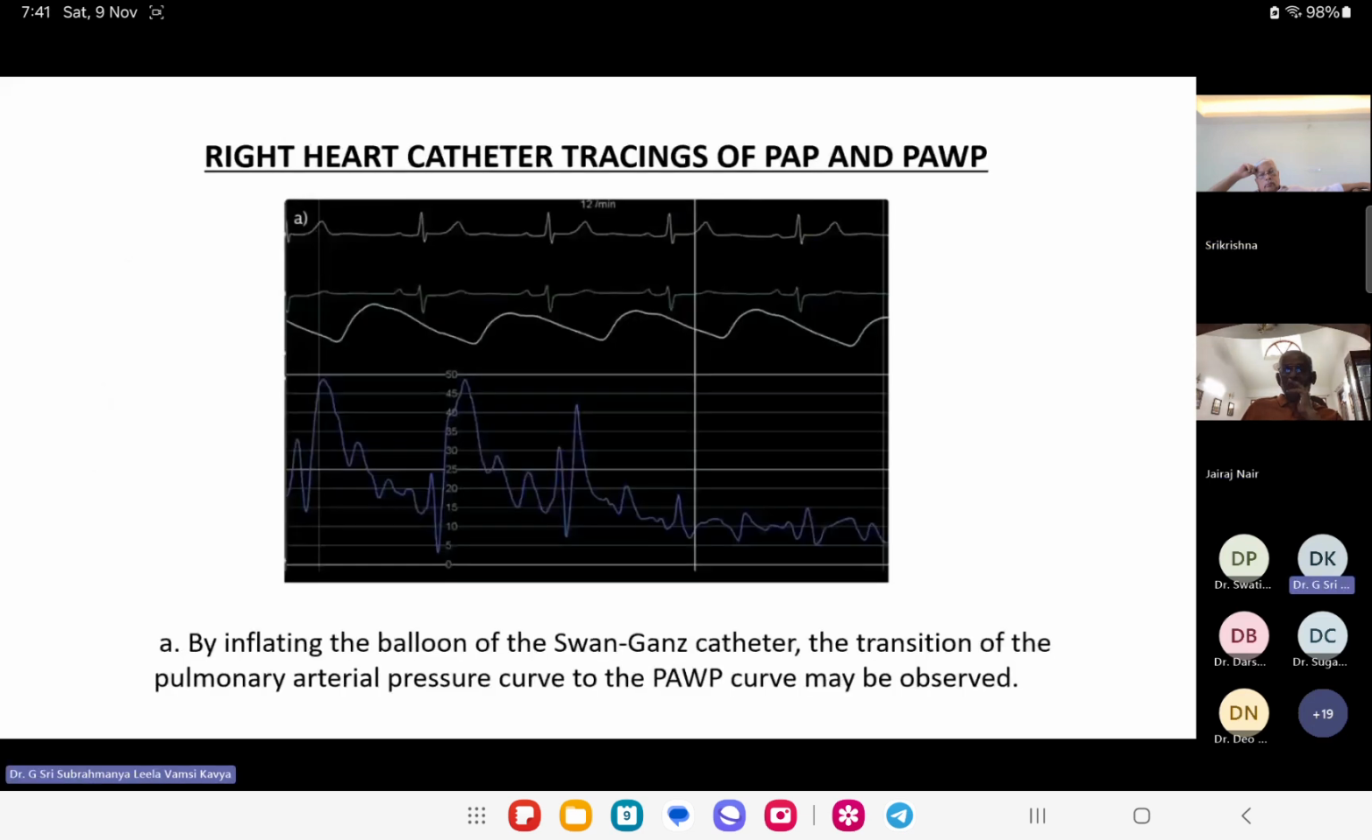This is the right heart catheterization tracing of pulmonary artery pressures and wedge pressures. The blue tracing indicates the pulmonary artery wedge pressures. By inflating the balloon of the Swan-Ganz catheter, the transition of the pulmonary artery pressure curve to the pulmonary artery wedge pressure curve may be observed.